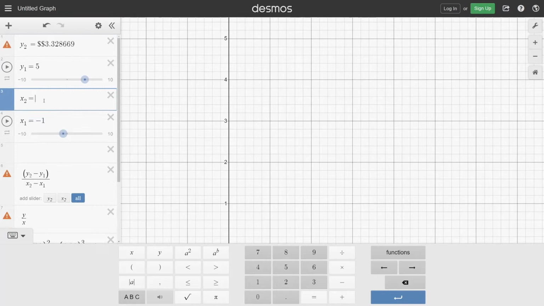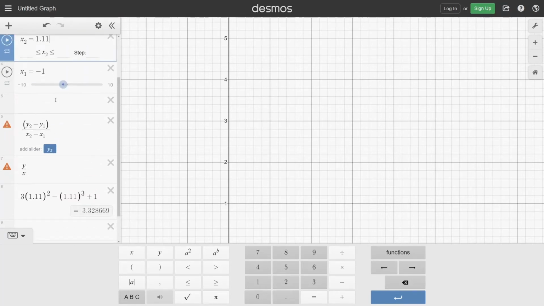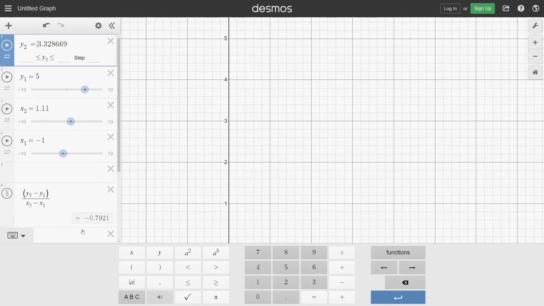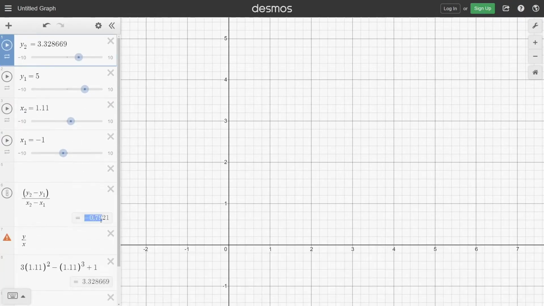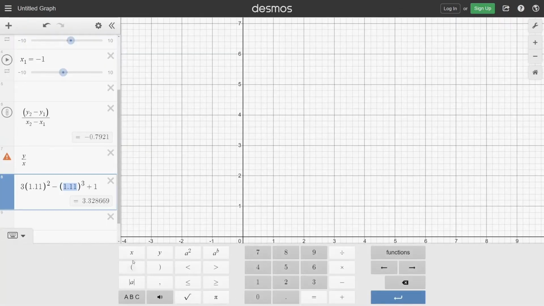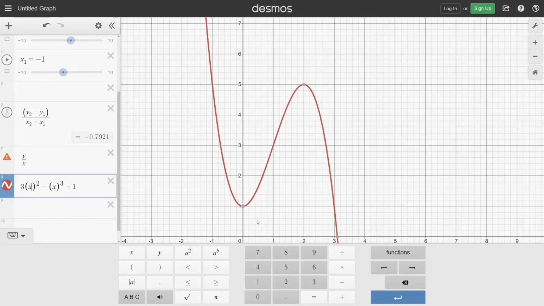So again, that was 1.11. And so our answer is actually, there you go, -0.7921. Does that make sense in the context of our graph? Let's see. Between -1 and 11, yep, it seems to be going downward. Therefore, our answer is correct.